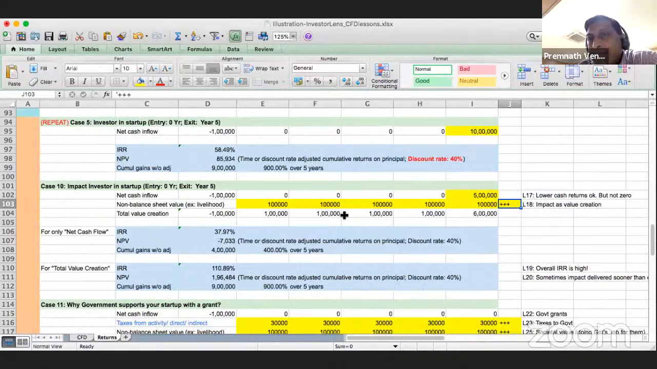This is something which I thought was very interesting. I hope people understand how impact investors are thinking. Everybody understands it? Quick questions.